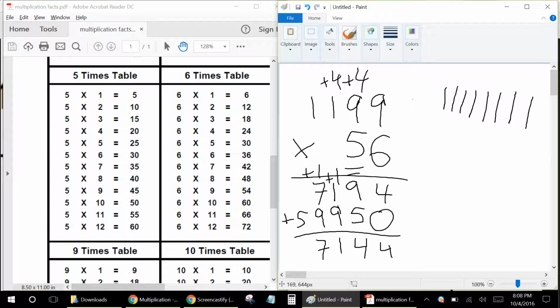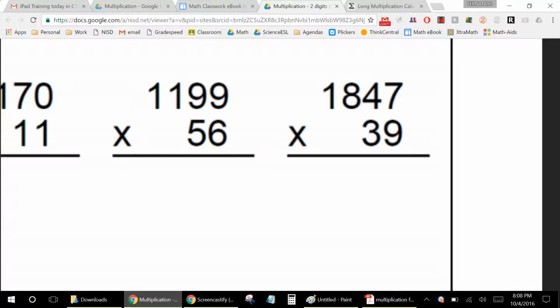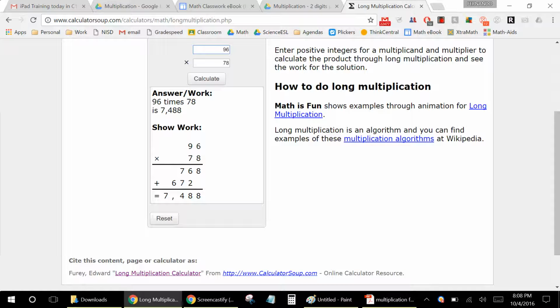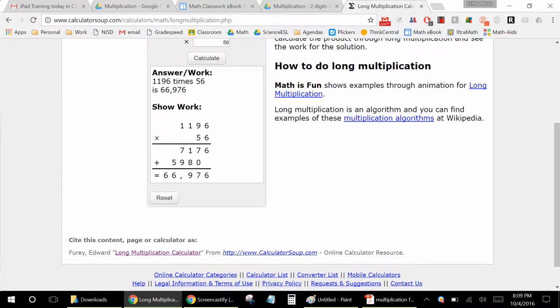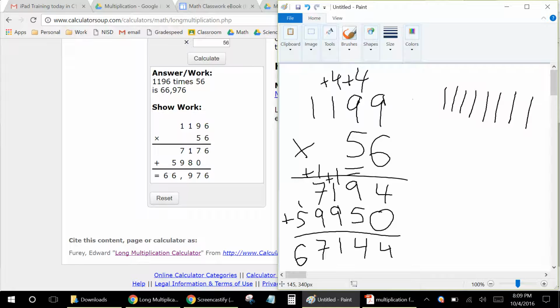This time we're going to have the 1 over here, though. 5 plus 1 is 6. 6, 7, 1, 4, 4. Let's check the answer. Okay, 1196 times 56, right? And the answer is 66976. Oh!